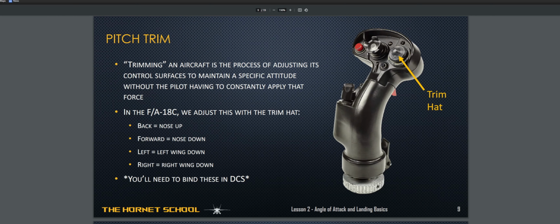Trimming an aircraft is the process of adjusting its control surfaces to maintain a specific attitude without the pilot having to constantly apply that force. In the FA-18C, we adjust this with the trim hat. Back is nose up, forward is nose down, left is left wing down, right is right wing down. You will need to bind these in DCS.